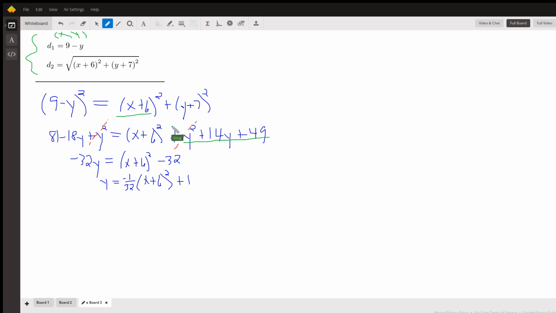So if we put the y's over here on the left, we get -32y, because I subtract 14y from both sides. Move this 81, or subtract 81 from both sides, gives me -32. If I divide every term by -32, I'm back to vertex form. Okay, and that's where that original formula comes from, by setting these distances equal to each other in general.